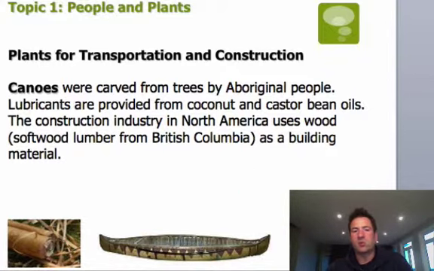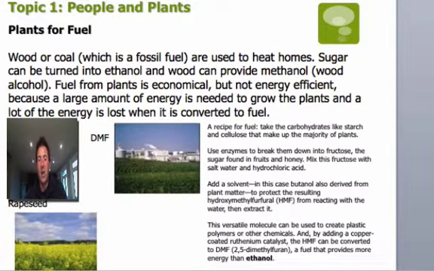And we can use rubber as well for transportation and tires, and we can use it in different parts of construction as well. But we also use plants for fuel. Ooh, cool, hey? So wood or coal, which are fossil fuels, are used to heat homes. Okay? And then we can take sugar and we can turn it into ethanol, and wood can provide methanol. I'm not rhyming here, okay? It's not. So then wood alcohol.